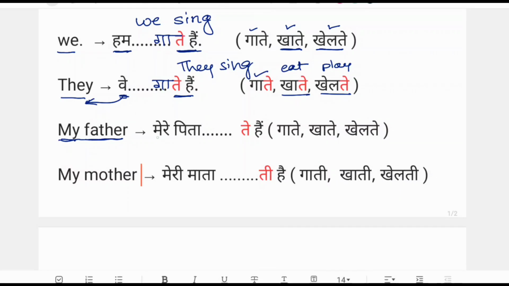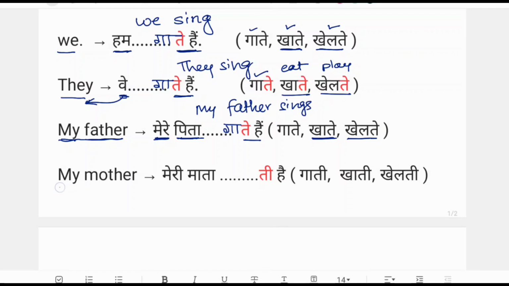So my father will be मेरे पिता. Pita is father. With मेरे पिता we use the ते हैं structure. So मेरे पिता गाते हैं, that means my father sings. In the same way, मेरे पिता खाते हैं, that means my father eats. And मेरे पिता खेलते हैं, that means my father plays.